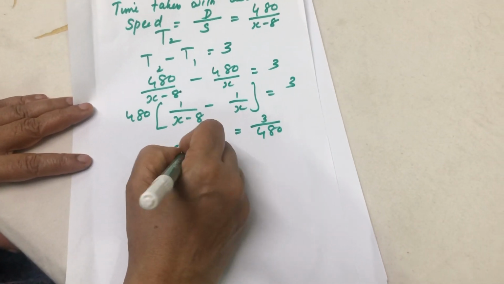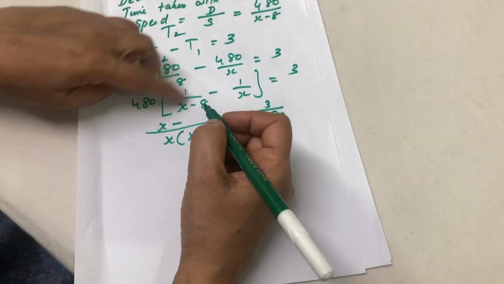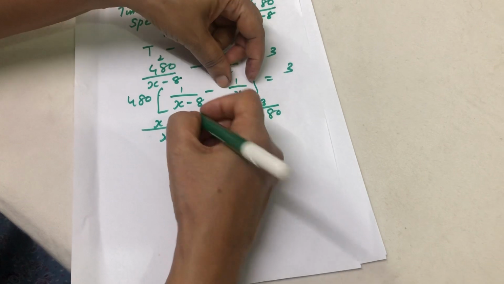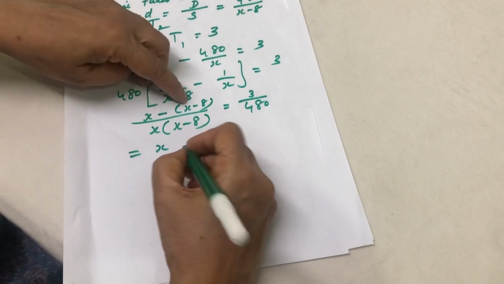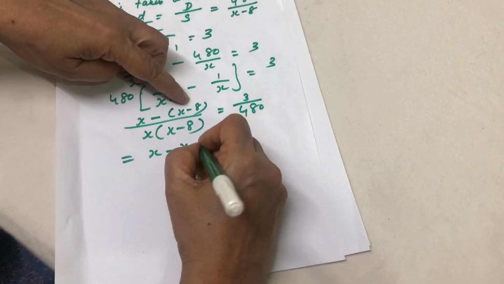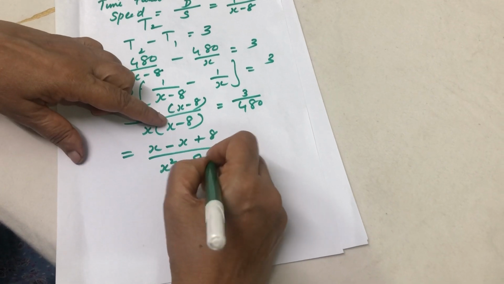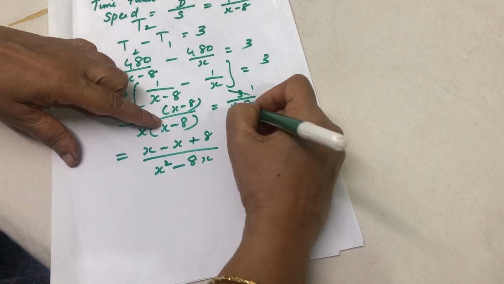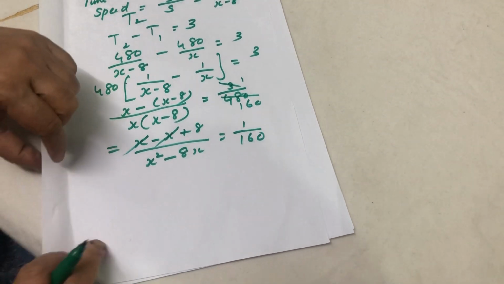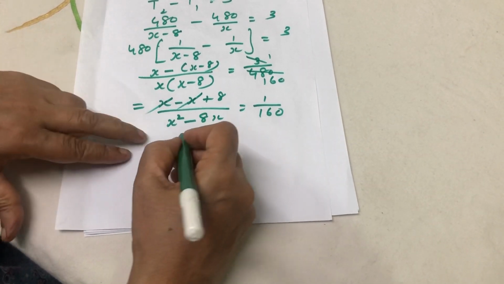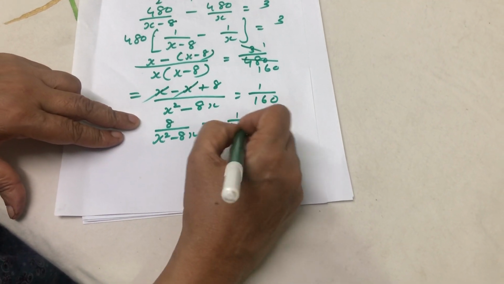This x into x minus 8 is the LCM. This x is here minus. After minus, x minus 8 you should write in the bracket. So it is x minus x plus 8. This is x squared minus 8x. This will be cancelled, 3 by 480 is 1 by 160. This x and x cancel. So this one, 8 by x squared minus 8x is equal to 1 by 160.